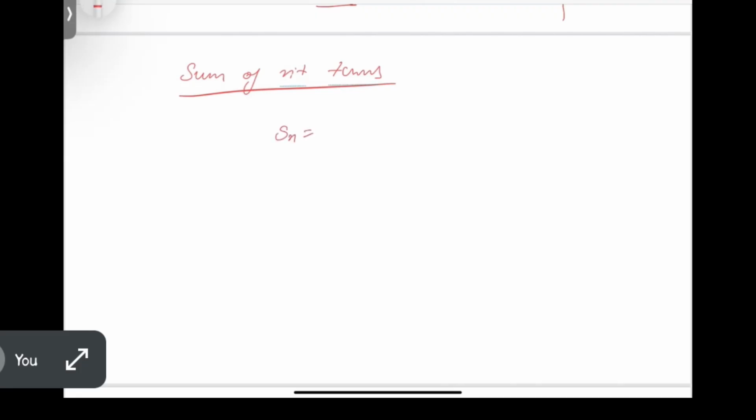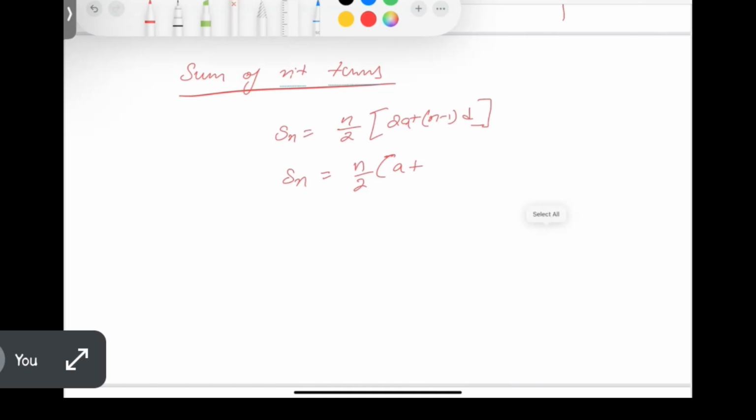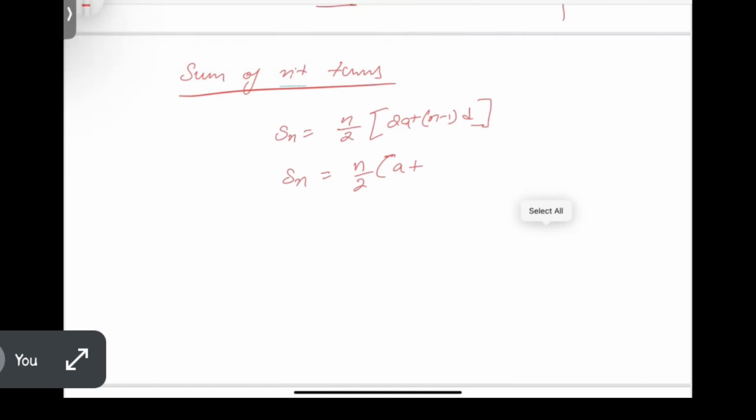The formula for Sn is n divided by 2 times (2a plus (n minus 1) d). That is the first formula. Or you can also use n divided by 2 times (a plus l), where l means the last term. This can also be written as n divided by 2 times (a plus an). But remember this one, because most of the time I'll be using this.